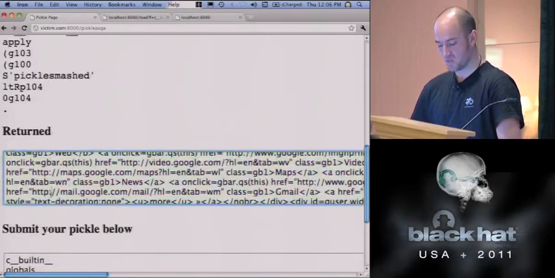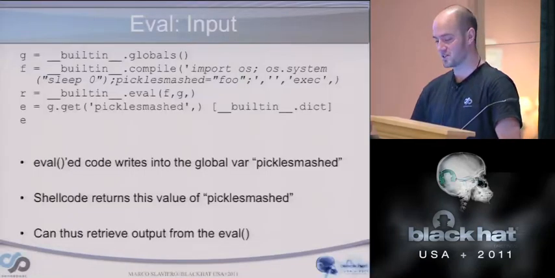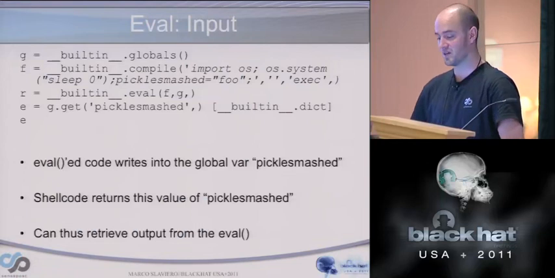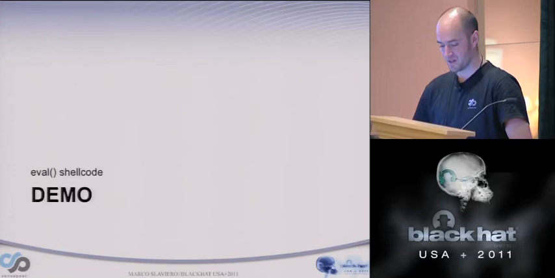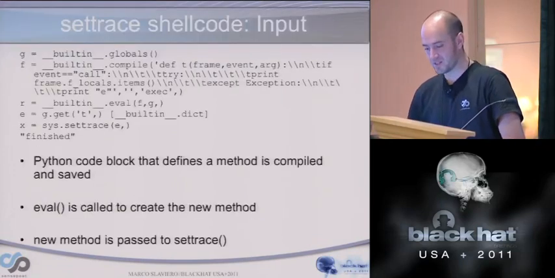So we can use Pickle to return values, or we can even construct our shellcode such that the value is returned as part of the Pickle itself. We're doing a replacement of entities. Okay, so that's eval, and we've just done that demo. Then the next demo that I want to talk about is setTrace.